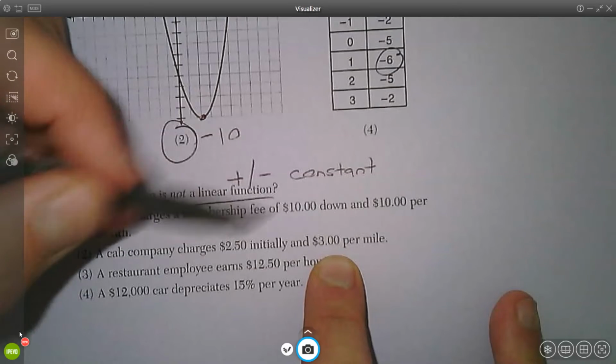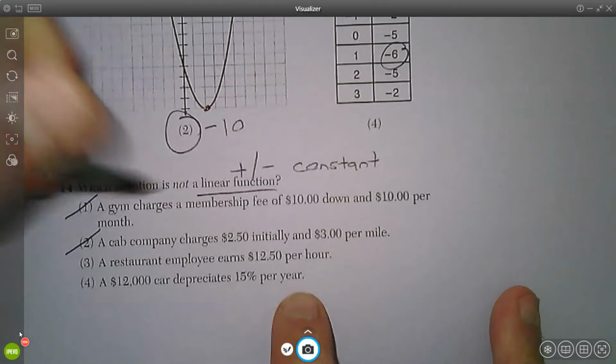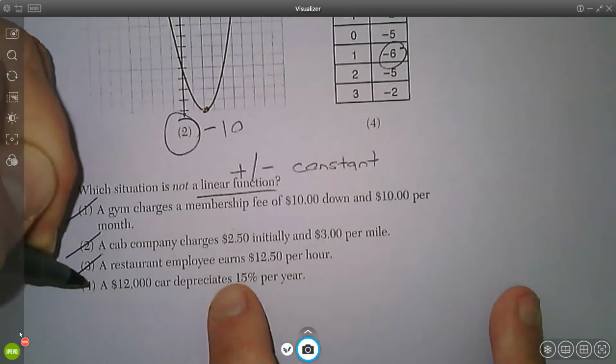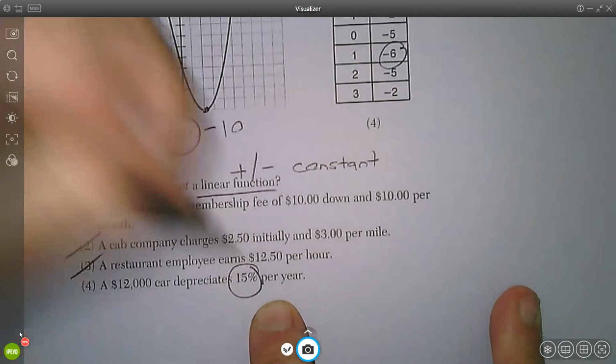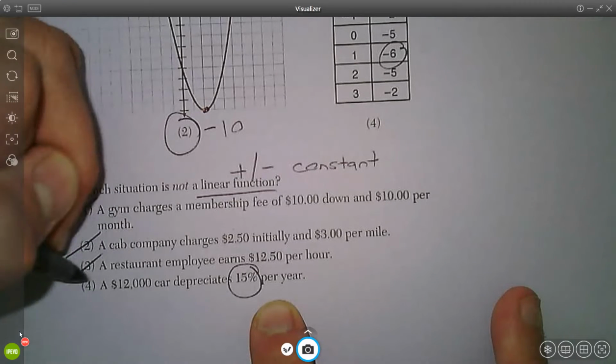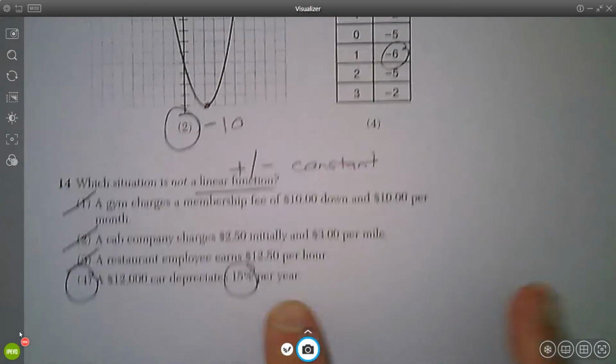These initial things, that's the y-intercept. $12.50 per hour. Every hour is $12.50. Another $12.50 for every hour. Anything with percentage increase or decrease or a fractional increase, like doubling, half, tripling, that's going to be exponential. So that's going to be choice 4.